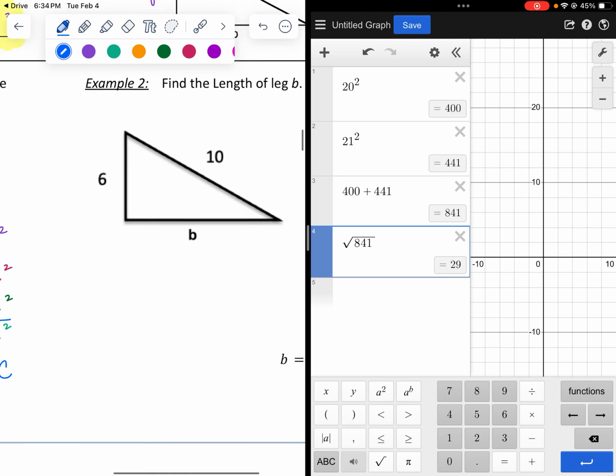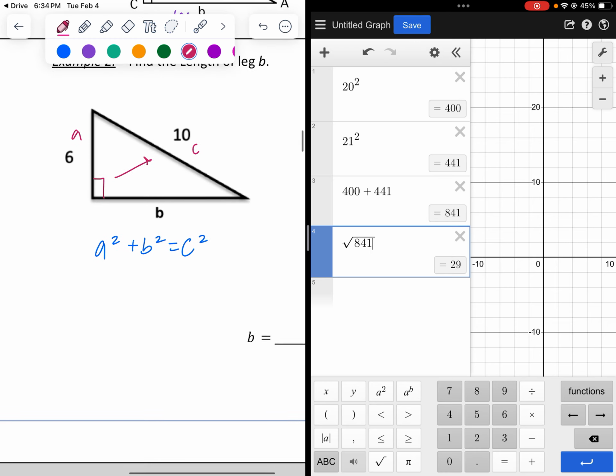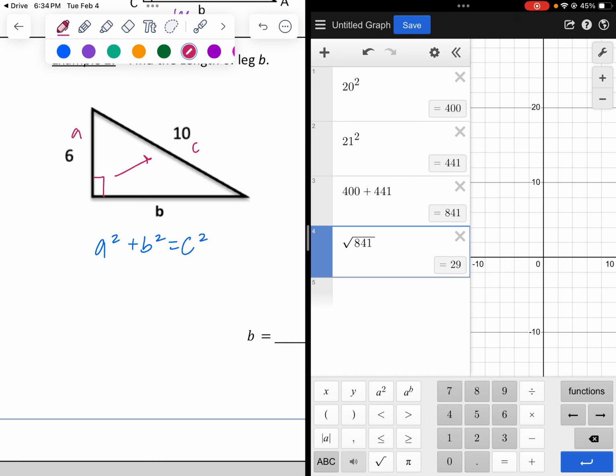Okay, let's try example 2. Same exact thing. I'm going to say a squared plus b squared is equal to c squared. Here's my right angle. Across from it is my little c, so that is my c. And then here's my a. We are trying to find b. So I'm going to plug in 6. I have 6 squared plus, I don't know what b is, so I'm going to keep it as b, equals 10 squared. Okay, I'm going to draw my little line. 6 squared.